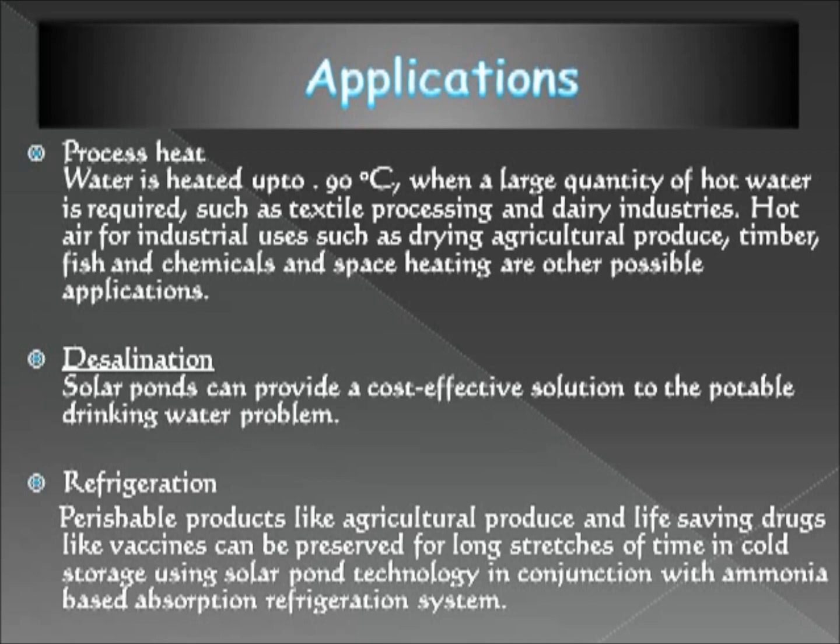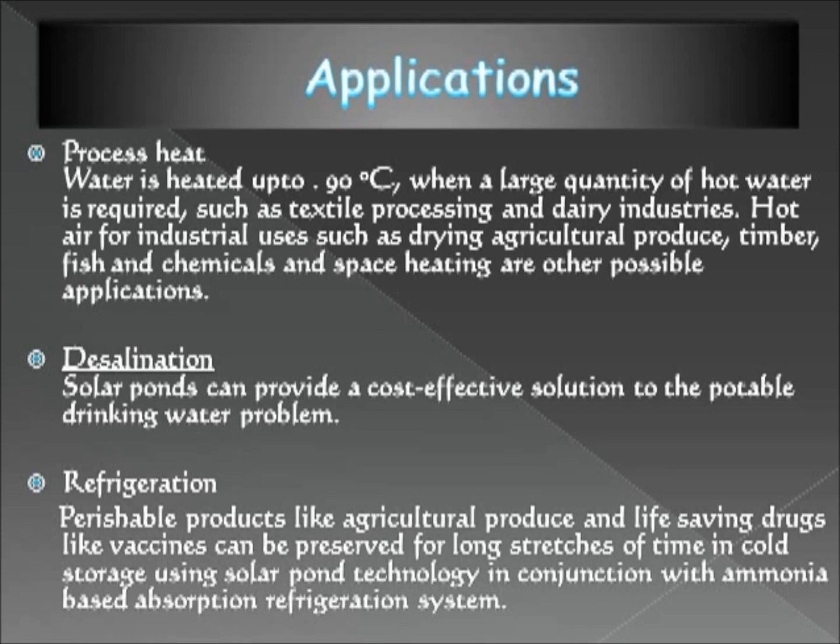Now we come to the applications of solar ponds. The first one is process heat. The water is heated up to 90 degrees Celsius. This temperature is achieved due to the temperature of the bottom zone. When a large quantity of hot water is required, such as in textile processing and dairy industries, hot air for industrial uses such as drying agriculture produce, timber, fish, chemicals, and space heating are other possible applications.